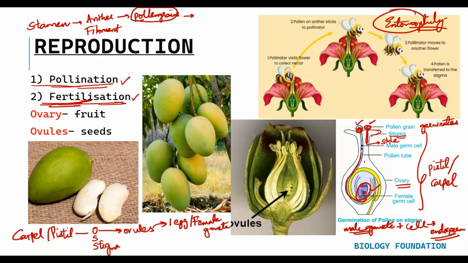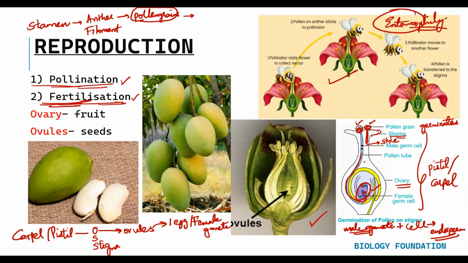Here, what's happening? The bee is sucking nectar from this flower, and during this process, pollen grains get stuck onto its body. And once this bee goes and visits another flower, what happens? It dusts its pollen grains onto the plant, causing pollination to take place, right?